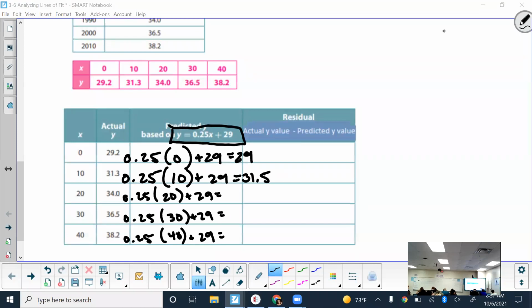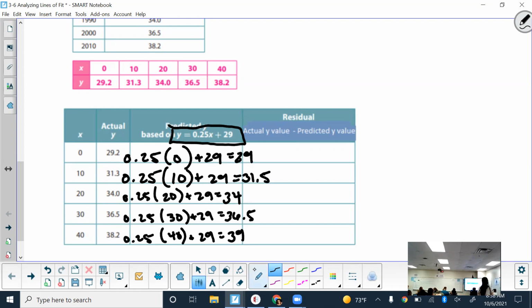So your setup should have looked like this. We're just plugging in your X values. All right, so what did you get for the predicted Y value when X is 20? 35? All right, I got 34. So double check that one. What about when X is 30? 36.5. And when X is 40? 39. Anyone confused how we got those?